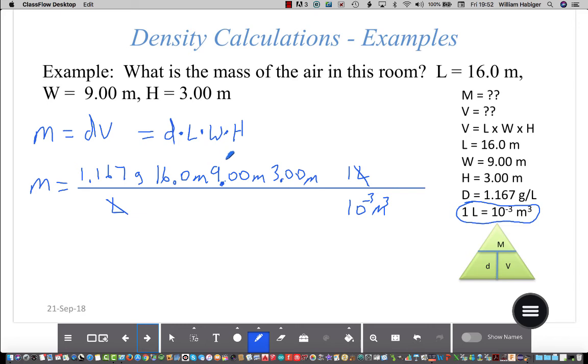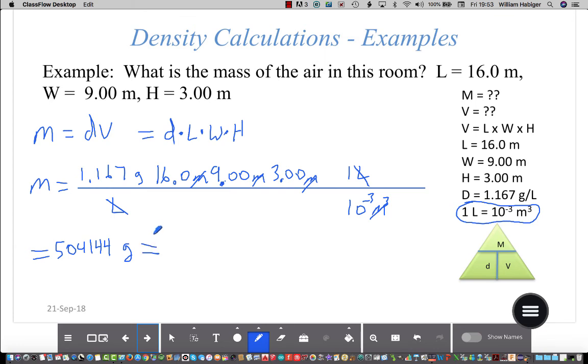Okay, and since we have meters times meters times meters, that gives us cubic meters on the top. So that's going to cancel all 3 of those meters. And so we're left with units of grams, which is the unit of mass, and that's what we're looking for. So when we take 1.167 times 16 times 9 times 3 divided by 10 raised to the negative third power, we get 504,144 grams, which is our calculator answer.